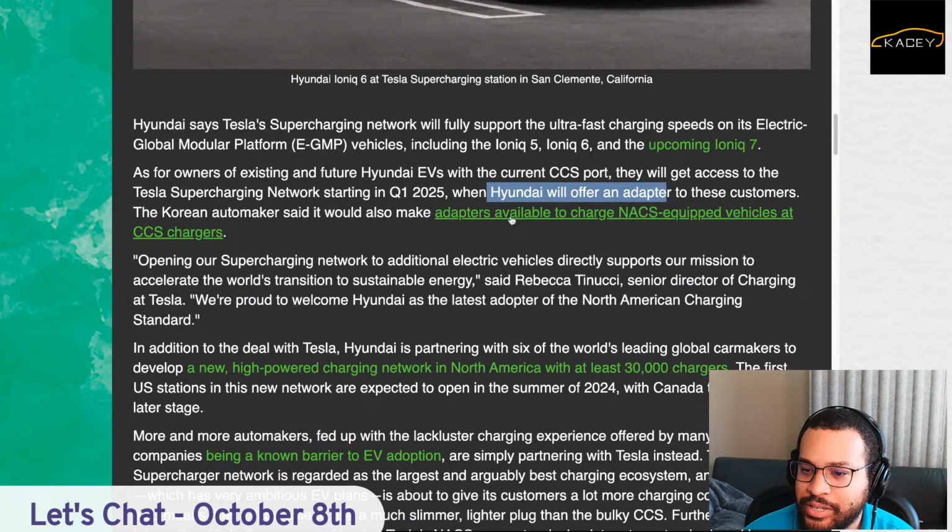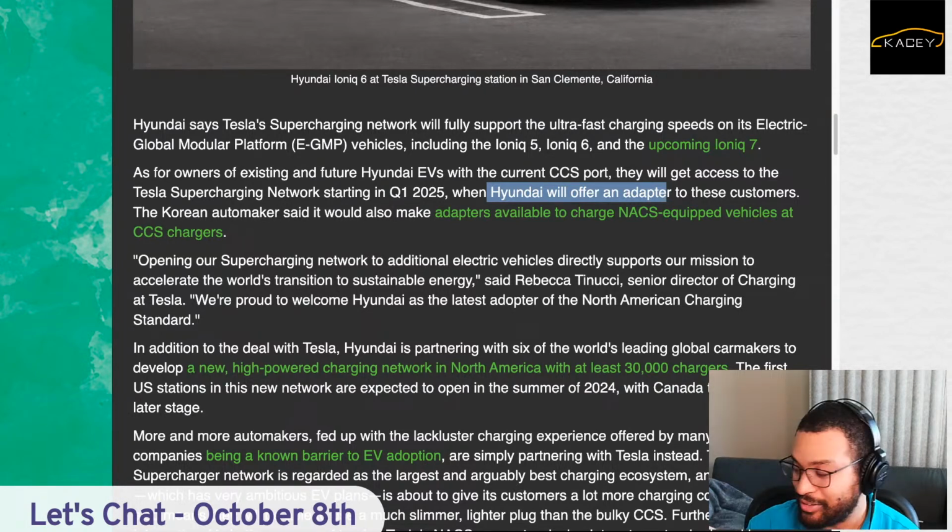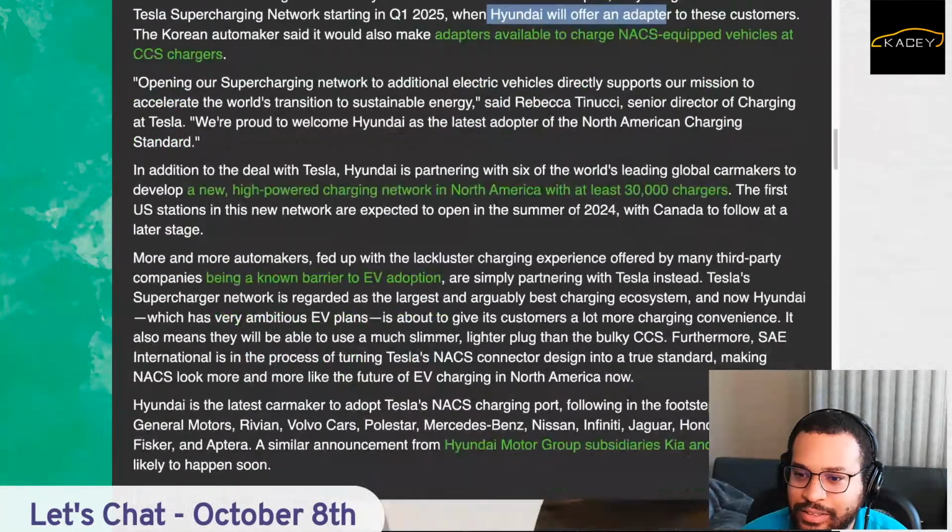The Korean automaker also said it would make adapters available to charge NACS-equipped vehicles at CCS chargers, and again, make adapters available. So that sounds like they're just going to use the Tesla, what do they call that CCS adapter correctly? I think it's just called the CCS adapter, but that's what they're going to do. All right, let's see. It doesn't say they can't just use another supplier. It doesn't sound like anybody else will do it. They didn't say they don't make adapters. They said they make adapters available.